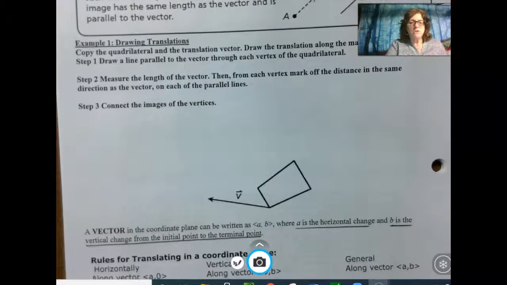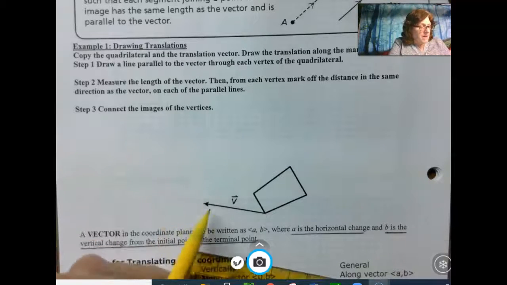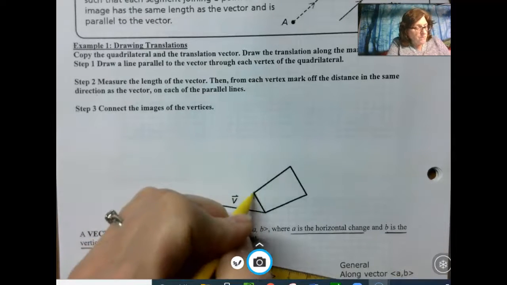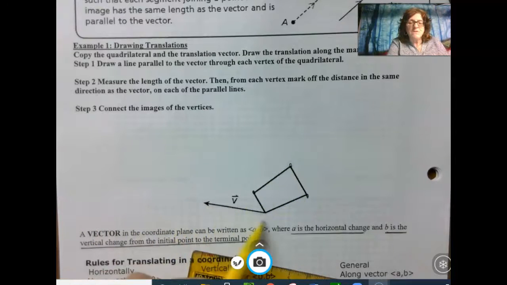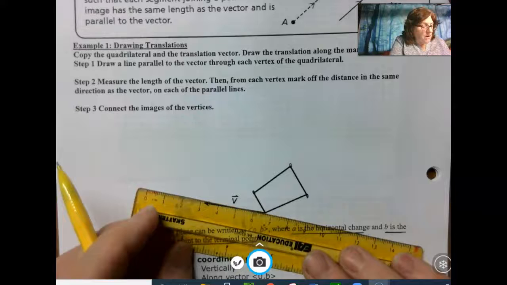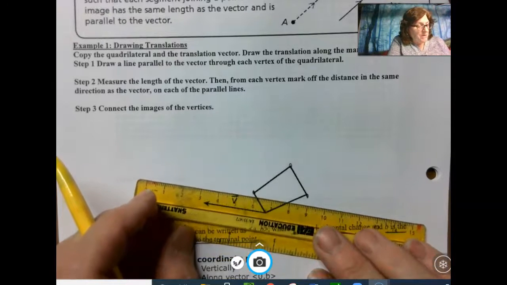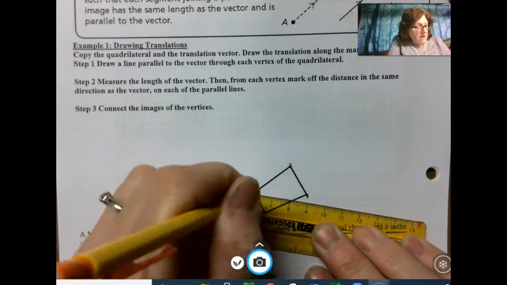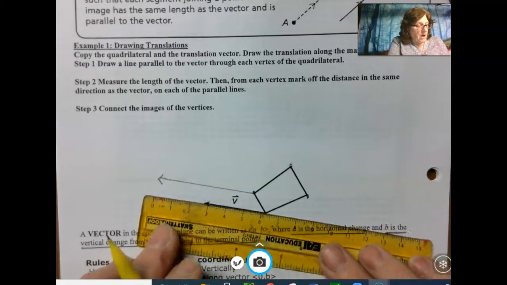I'm going to just walk you through the process, and then hopefully you'll be able to do it yourself. You will need a ruler. The first thing that you want to do is draw a line from each of the vertex points that's parallel to this vector. What I try to do is line this up and slide it up to the vertex, and then I'm just going to draw a ray. And I'm going to do that for all of them.